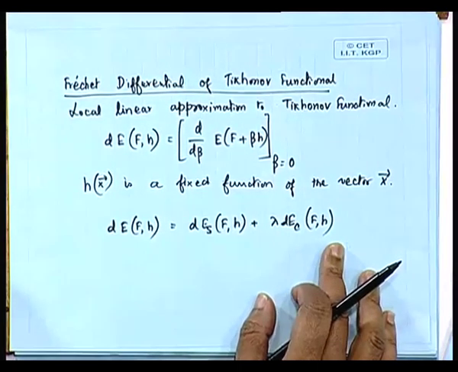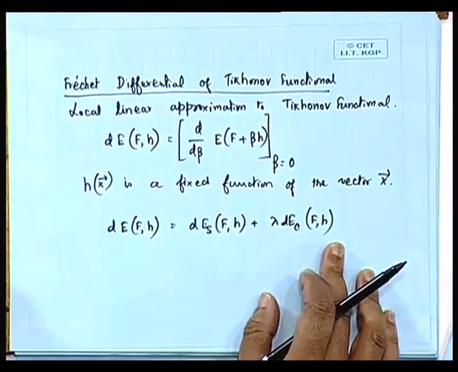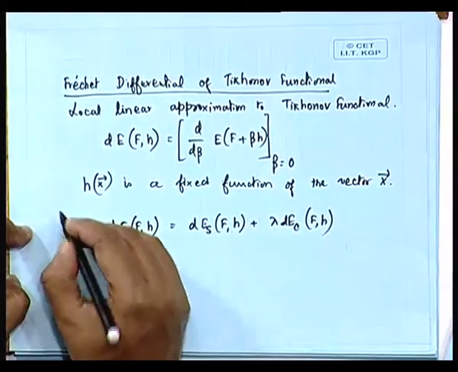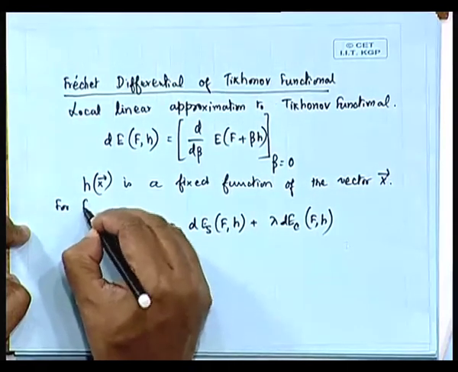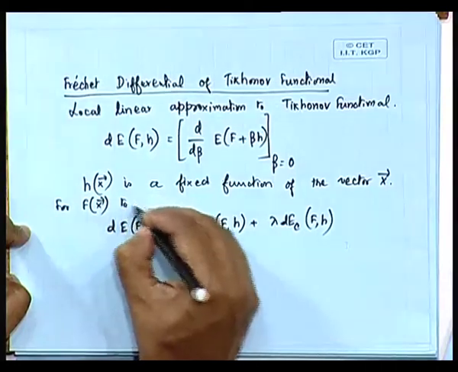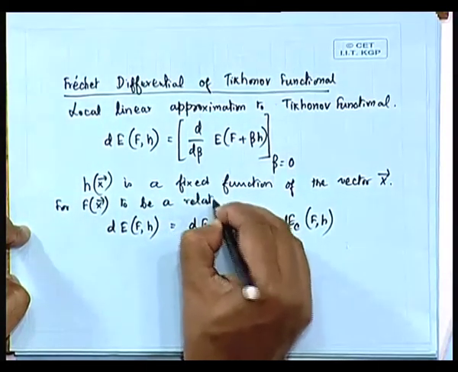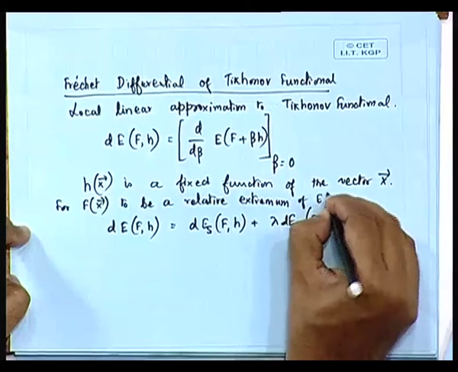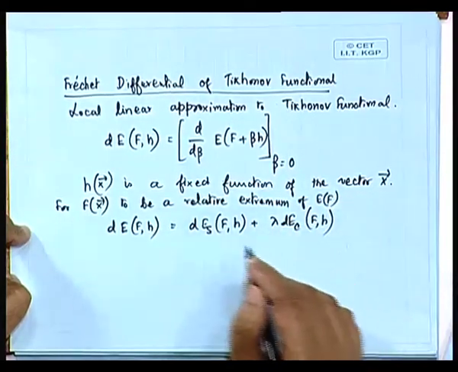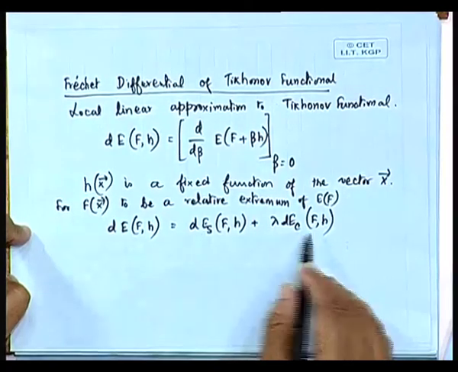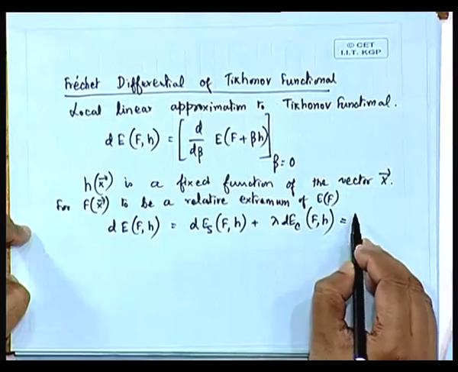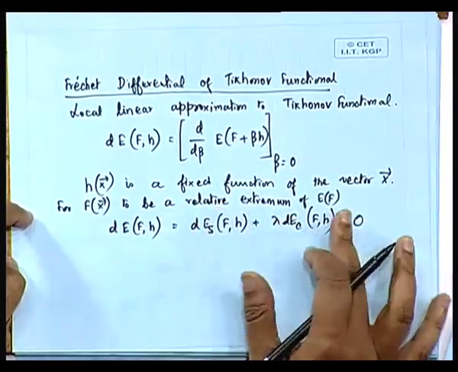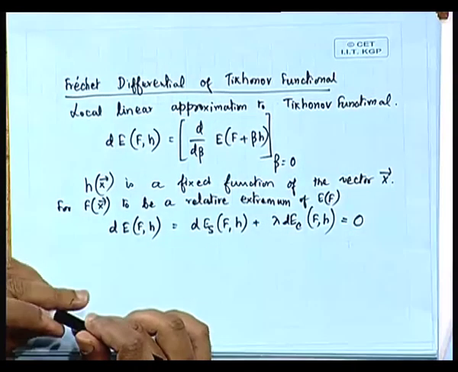And since we have to find out the f(x) which has to be an extremum of the functional EF, we can say that for f(x) to be a relative extremum of the functional EF, the condition that we have to impose is that this DEF, expressed as a summation of this, should be equal to 0, because we want it to reach the extremum of EF, when we want to minimize this.